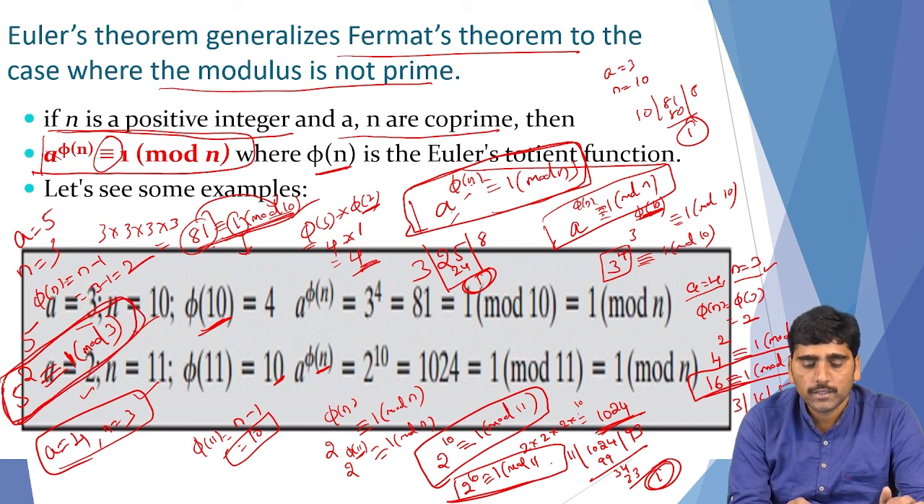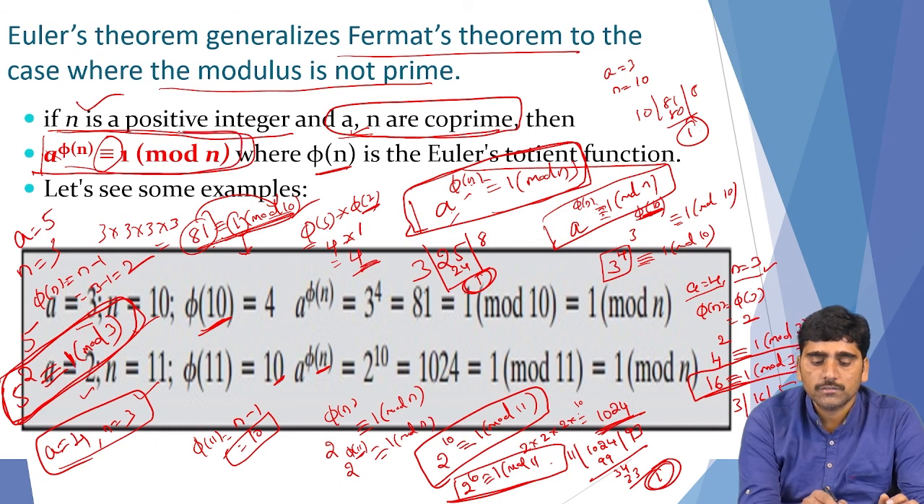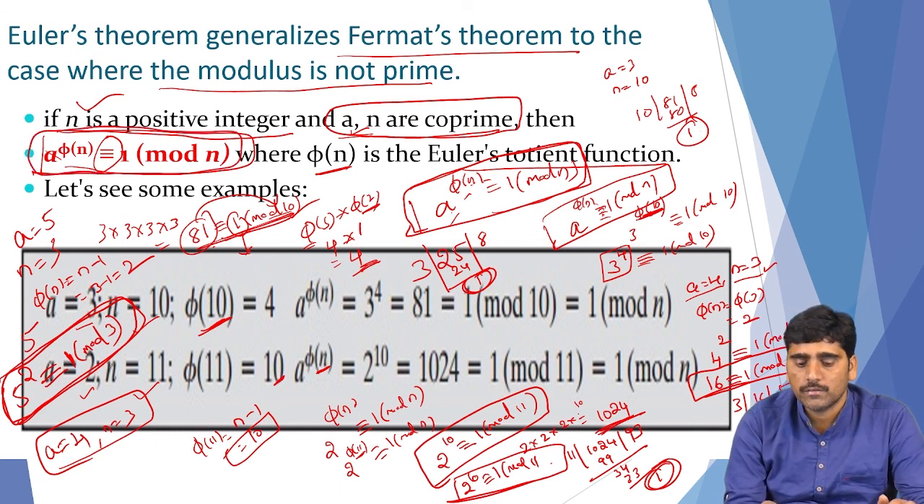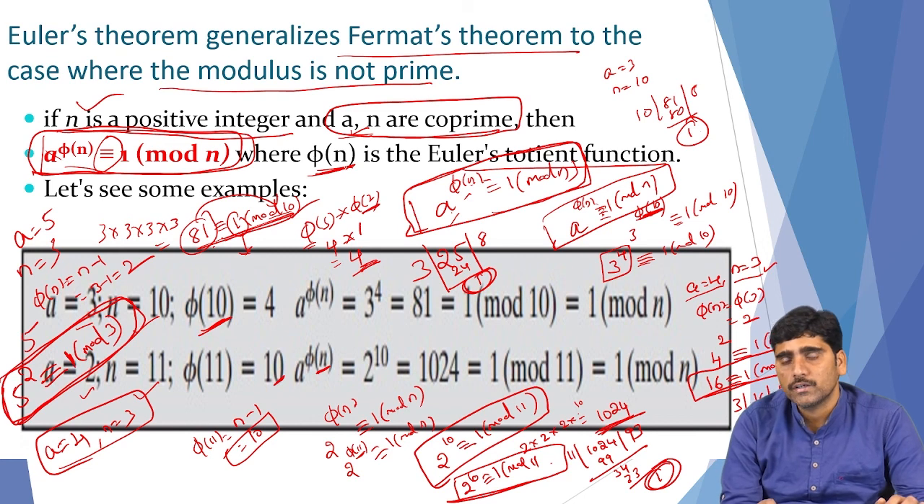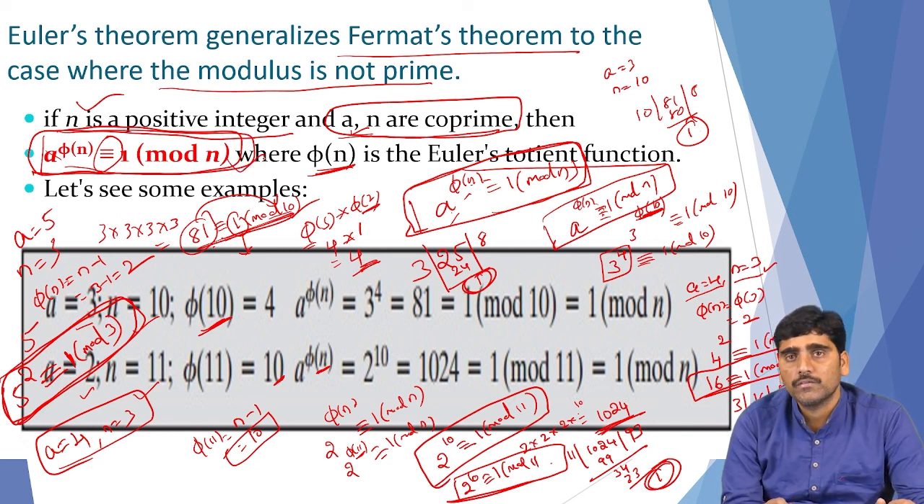So that's why we are saying that if n is a positive integer and a, n are co-primes, definitely they must satisfy this formula with the help of this phi of n totient function values. So this is the way you can understand how to find the phi of n values and satisfy this formula with the help of a, n positive integers or a, n co-prime integers. So this is the way you can understand all these formations.